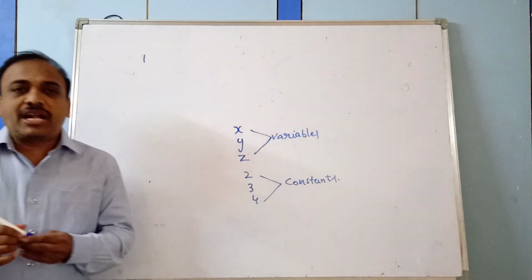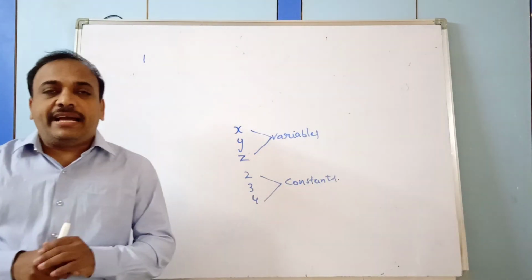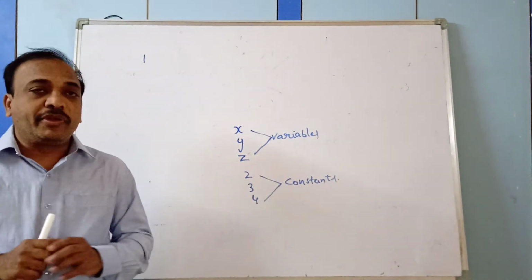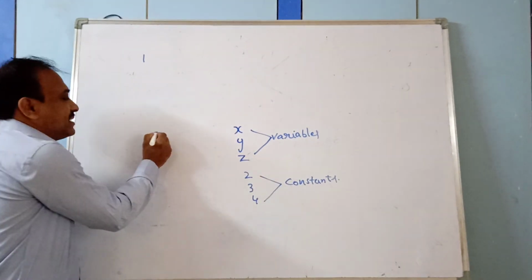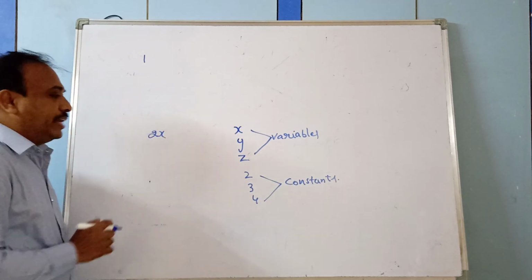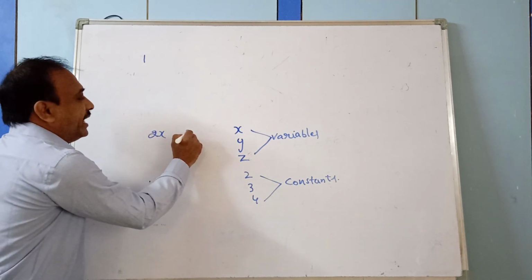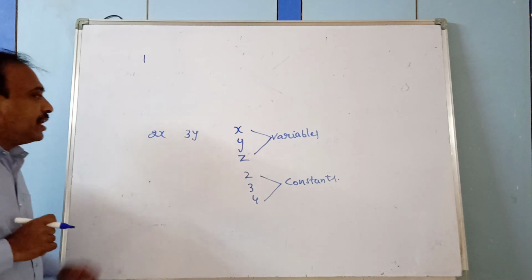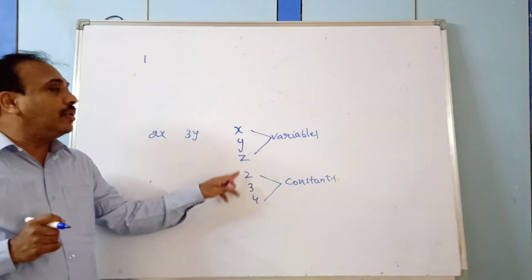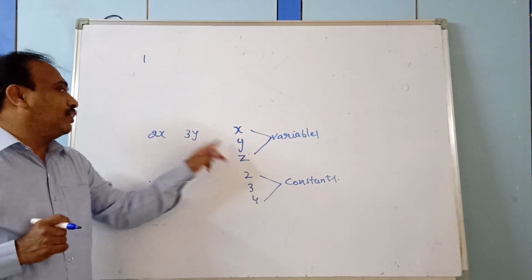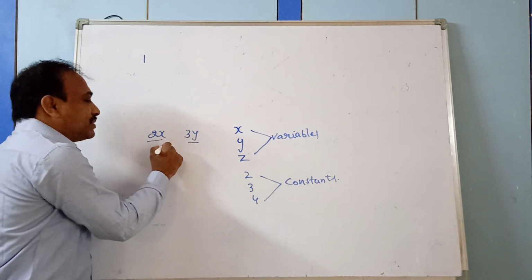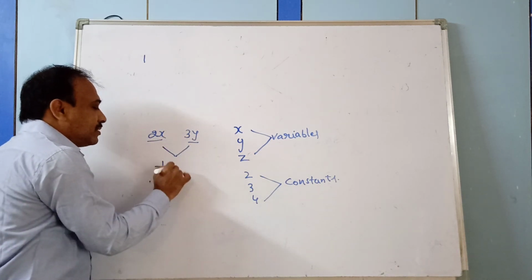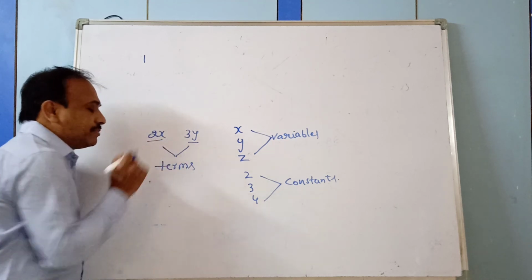Now, when you multiply 2 into x, we get 2x, and 3 into y, 3y. Observe it now. These are called terms.